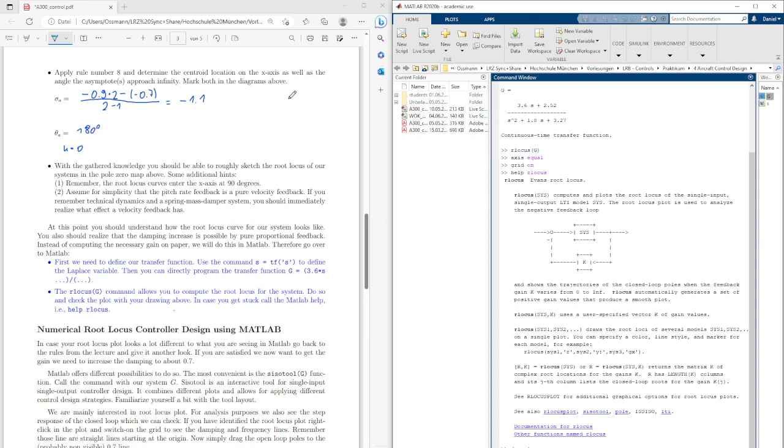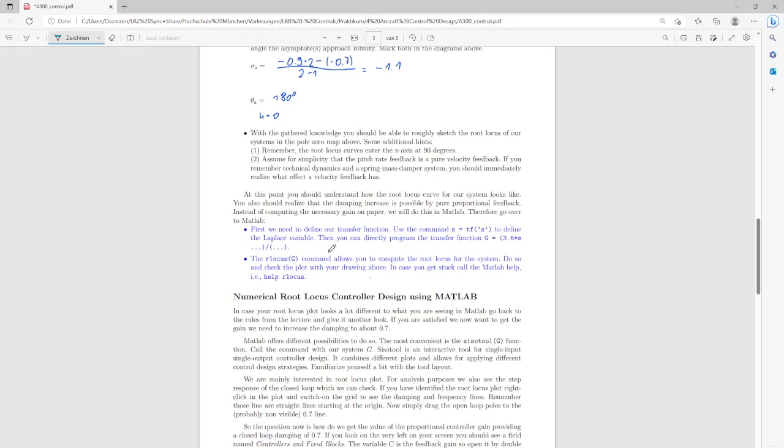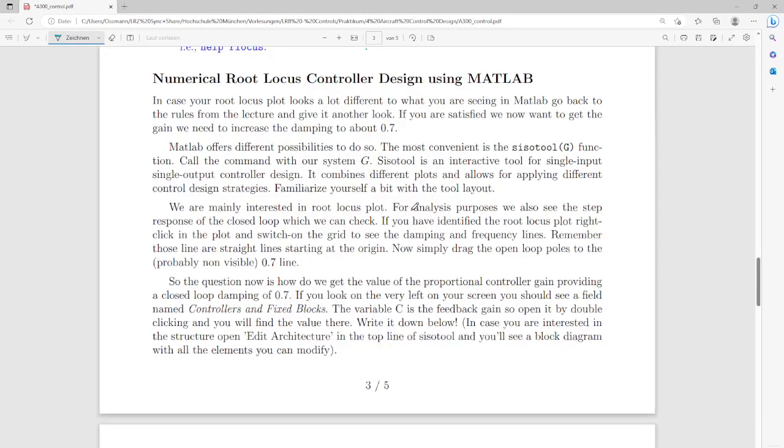Okay, so far so good. Let's switch back and see what comes next. So now we have the root locus. We're still in the open loop, but at the end of the day we want to design the controller. So in case your root locus looks a lot different, then go back to Matlab. It looks fine, so we're done with that.